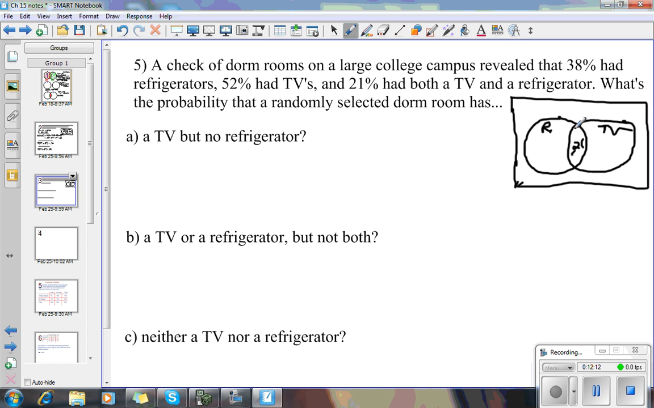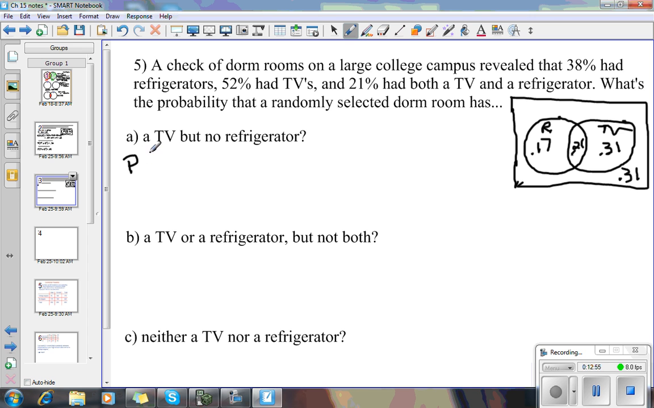And then we have to calculate what portion would be here. Well, 38% is in the refrigerator. We've already accounted for 0.21, so that leaves 0.17. Remember, the whole refrigerator circle has to total to 0.38. And over here for the TV, this would have to be 0.31 because the whole TV circle has to total to 0.52. Then we can get this space out here, which would mean neither a refrigerator nor a TV. If you add these three things together and subtract from 1, you get 0.31, and that would be the region that was out here.